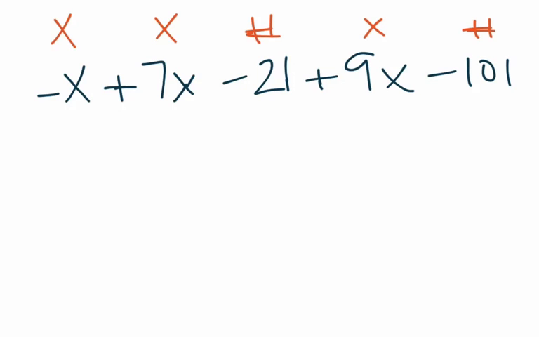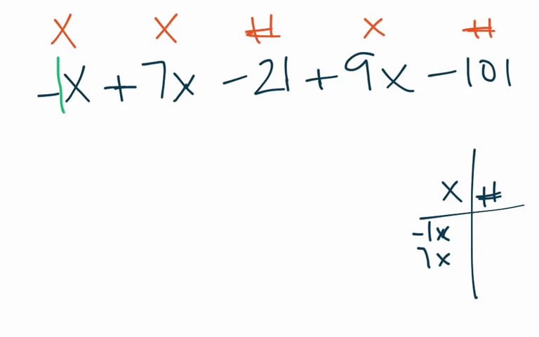And so I have x's and I have numbers. Those are the only things that I see here. What you really need to know is that this is a negative 1x. Whenever it's not written, that's automatically a 1. So I have a negative 1x, I have a 7x, I have a 9x, and then I have a negative 21 and a negative 101.